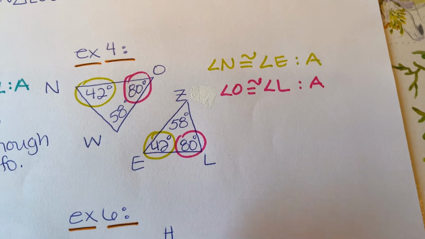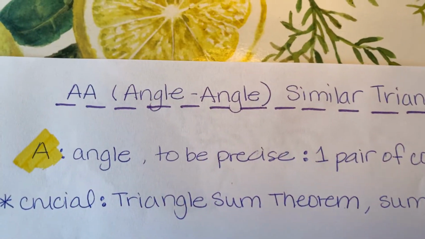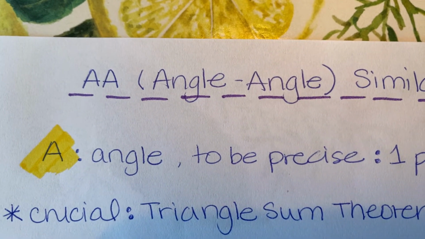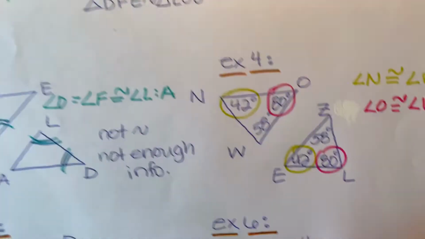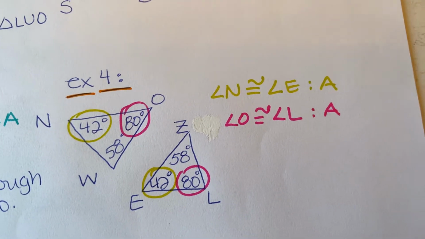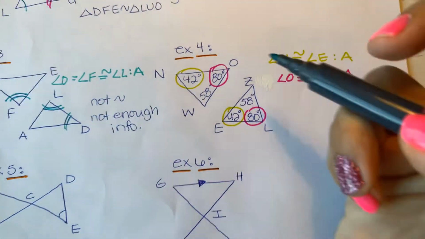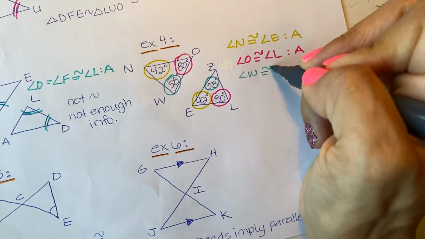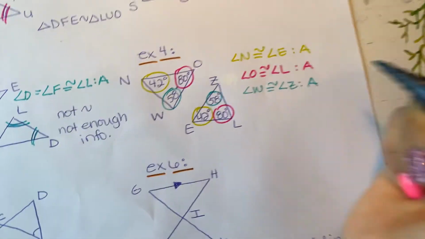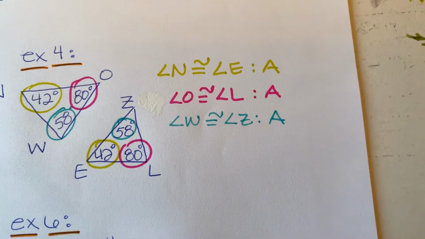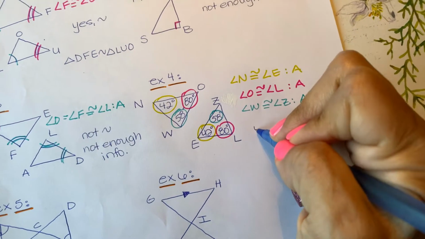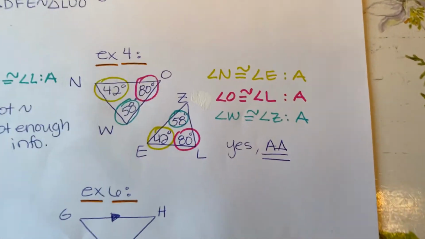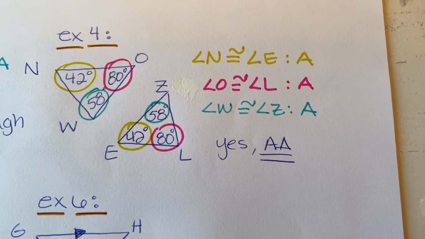Remember, the theorem is angle, angle. It's only two A's. It's not three A's. We have two, because by process of elimination, you're automatically going to get the third. W is congruent to Z. So even though I have angle, angle, angle, you only need two, not three. So once you hit your two, you're done. But I did all three.